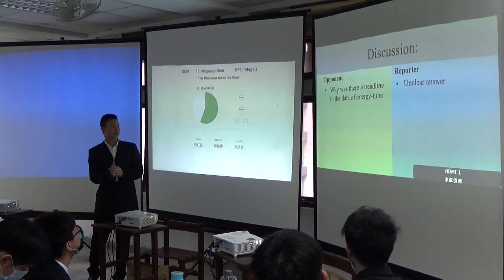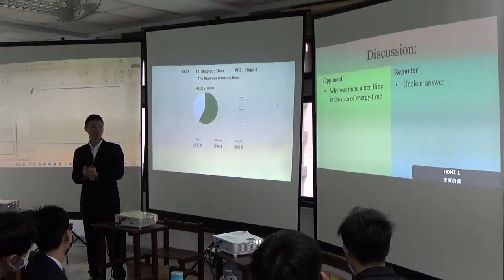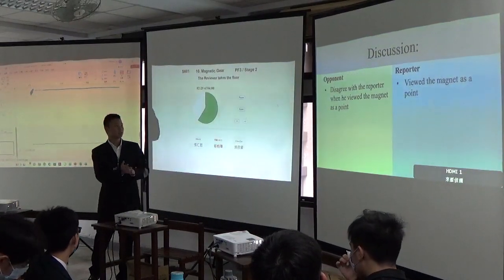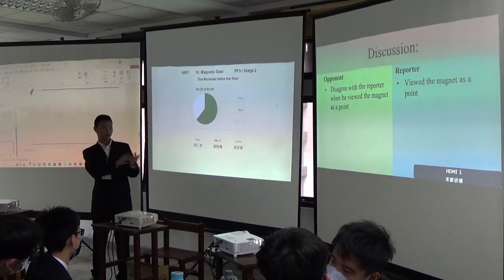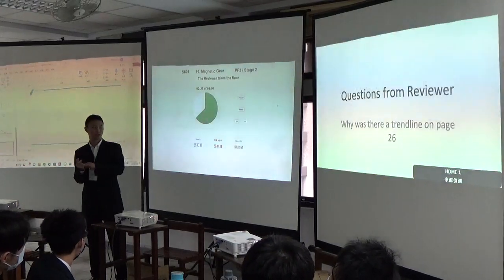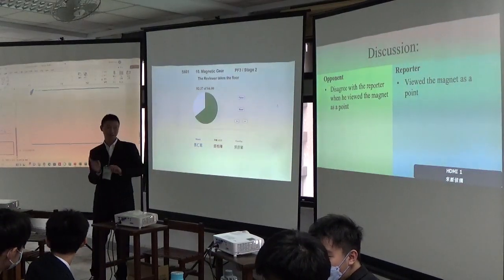And the opponent asked why there was a trend line in the data of the energy and time graph. The reporter also didn't give a clear answer. And the opponent next said that he disagreed with the reporter's view of the magnet as a point. The reporter said that he viewed the magnet as a point.